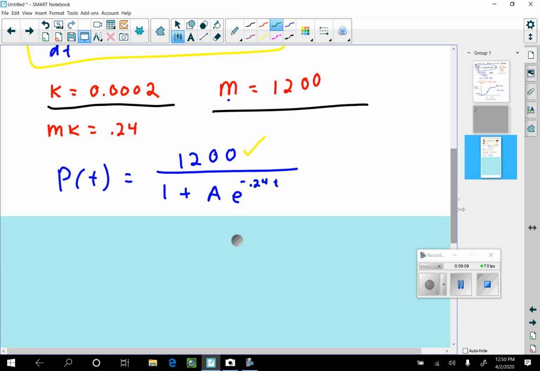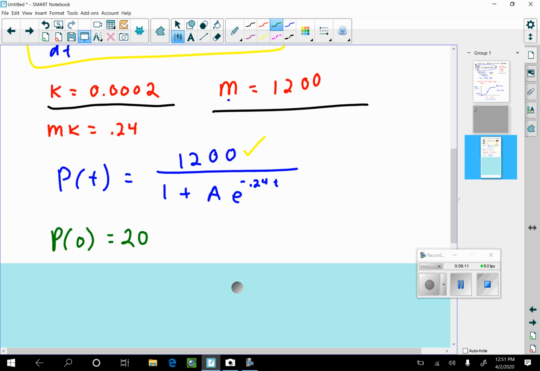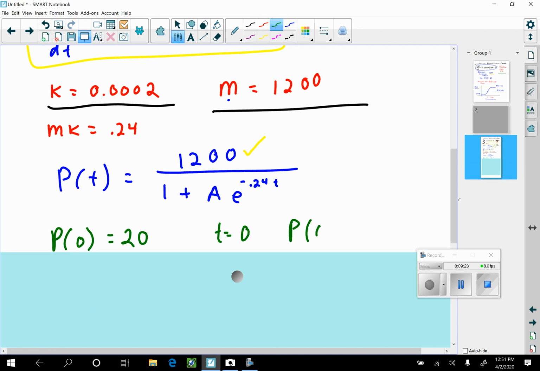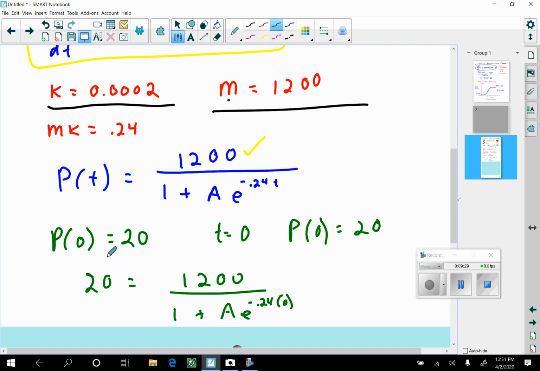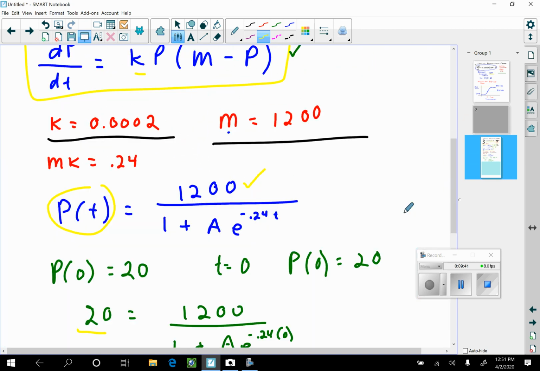And what am I going to do to find A? I'm going to use this initial condition right here, that P of 0 is 20. So I'm going to put 0 in for t. What does this tell me? When t is equal to 0, the population is equal to 20. It's right here. So I'm going to put 20 in for P of t right here, and I'm going to put 0 in for t right there. And what does that give me?